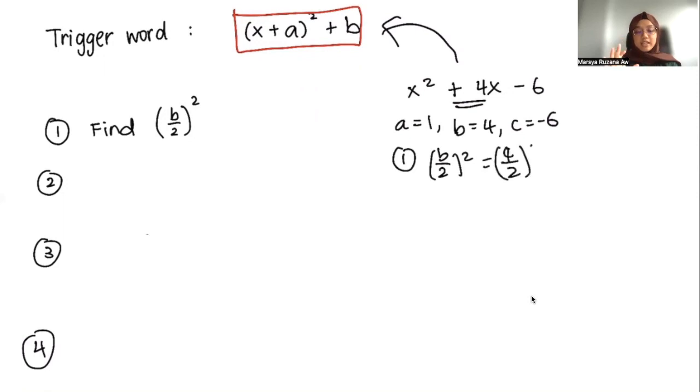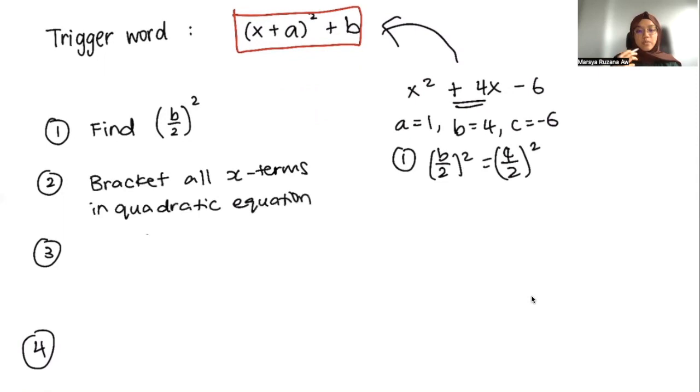I'm going to leave it like this because this is important for the next step, which is to bracket all x terms in the quadratic equation. The quadratic equation that they're talking about is the one over here, in the question. Let us bracket all the x terms. So I'm just going to rewrite it so that it is neat and you can see the flow on how to solve this question. This is (x² + 4x) - 6.